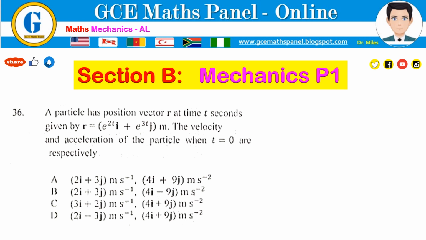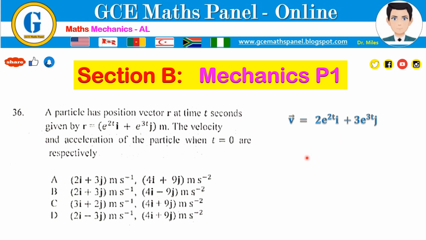A particle has a position vector r at time t seconds, given by r equals that. The velocity and acceleration of the particle when t equals 0 are. So to get velocity from the position vector, we differentiate. This is going to give us v equal to 2e to the 2t i plus 3e to the 3t j. Note, with most of our vectors, we might sometimes leave out the signs itself. So when you take our questions, you understand online, because typing most of those things is not very easy.